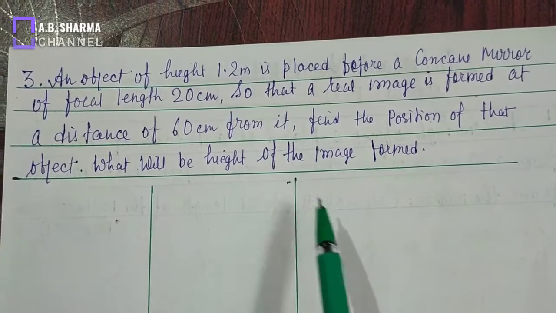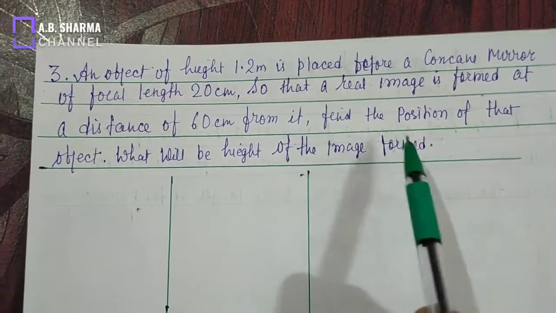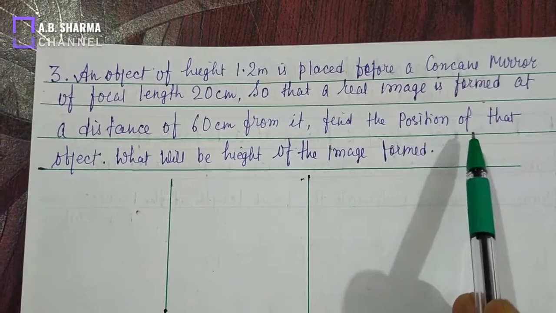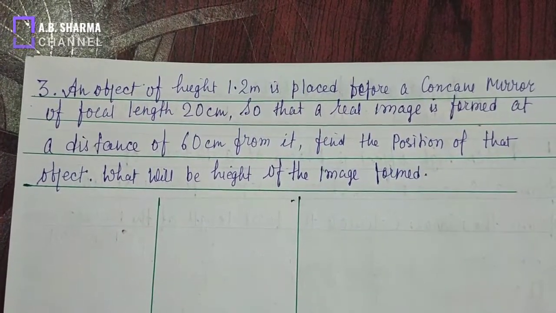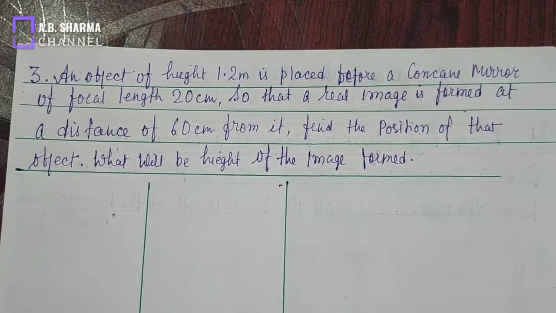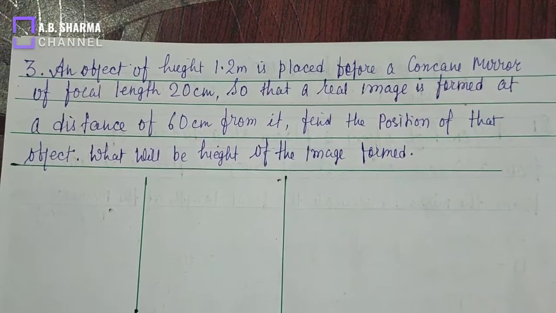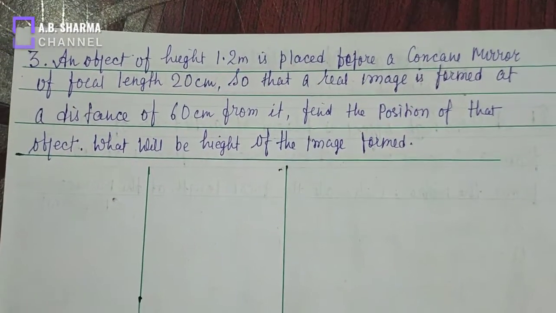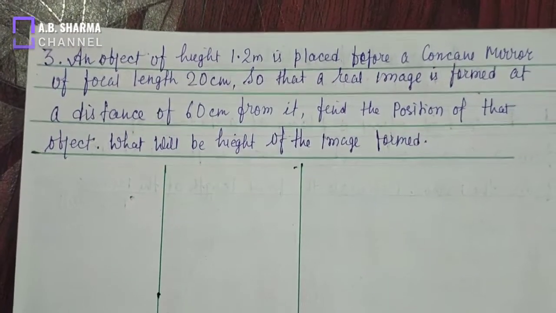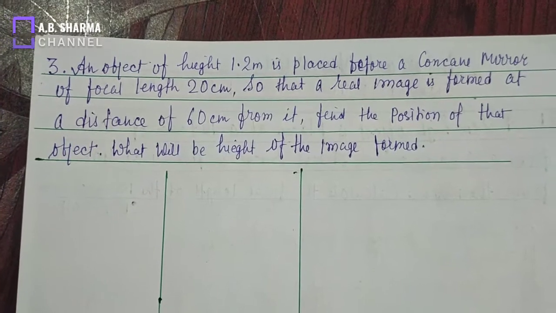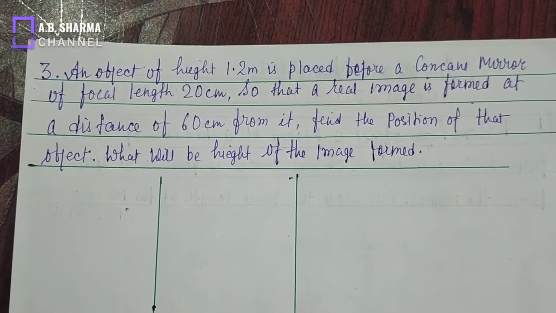An object of height 1.2 meter is placed before a concave mirror of focal length 20 centimeter, so that a real image is formed at a distance of 60 centimeter from it. Find the position of that object. What will be the height of the image formed? So in this question, we have to calculate object distance and height of the image.